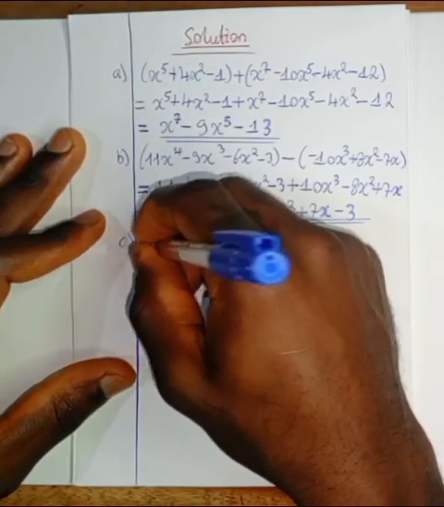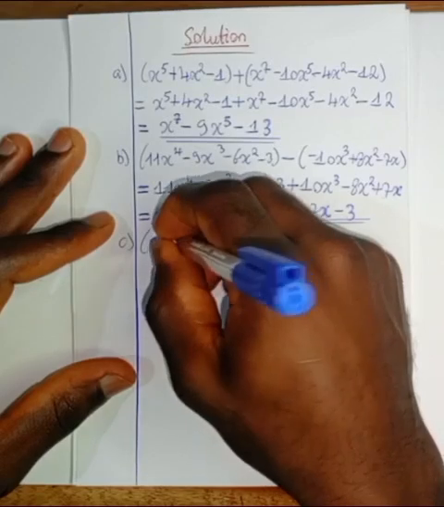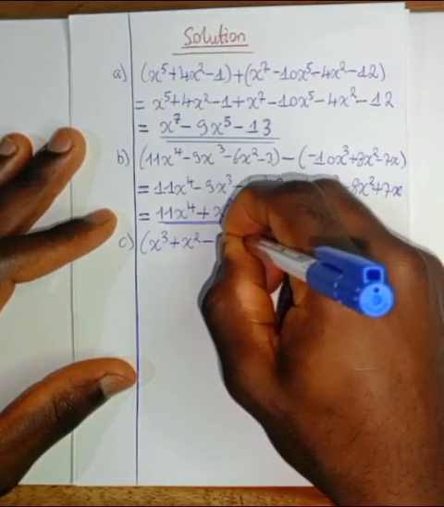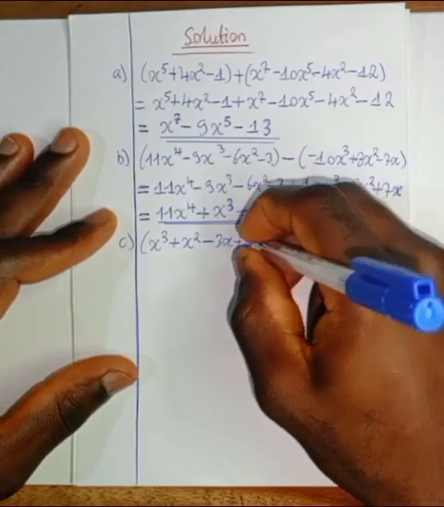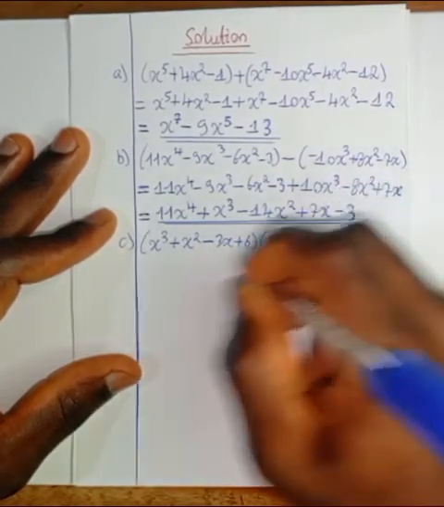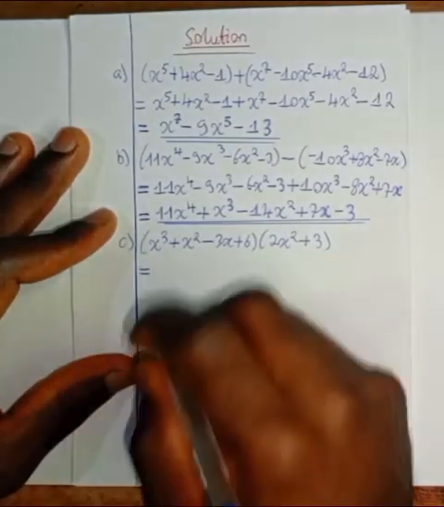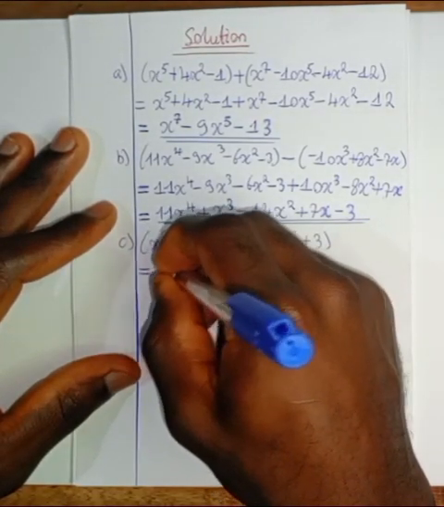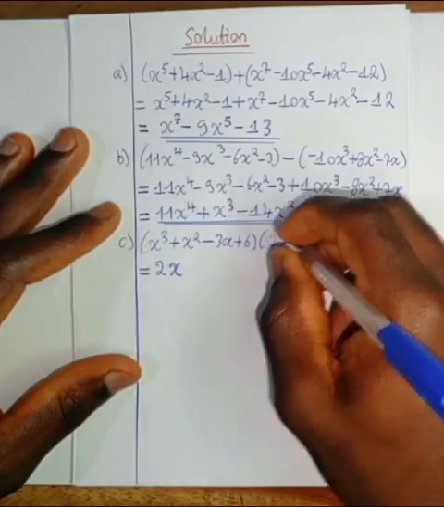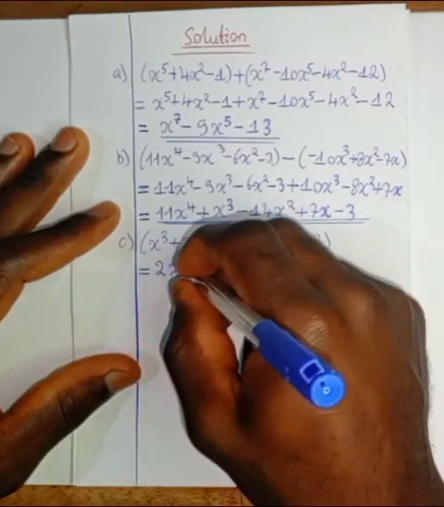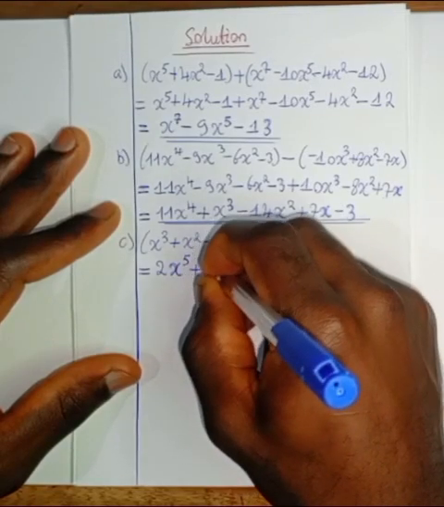Question C, we have to multiply two polynomials: x cubed plus x squared minus 3x plus 6 times 2x squared plus 3. This will simply be equal to x cubed times 2x squared gives us 2x to the power 3 plus 2, gives 5. X cubed times 3 gives us plus 3x cubed.